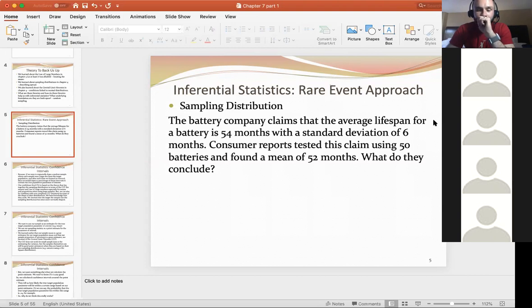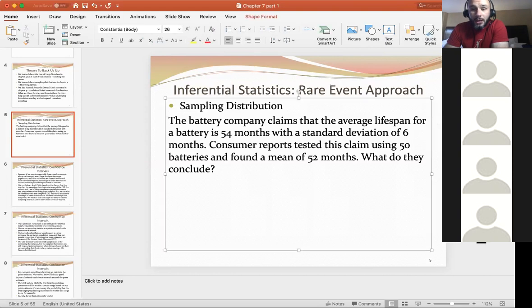I had set my problem up as, for my Z statistic, 52 minus 54 over 6 over the square root of 50. And I just put it in the Z-test in the calculator. Maybe that's why we have a slightly different p-value. Yeah, because I found my Z statistic was negative 2.36, and then I put that in, and then I doubled it.